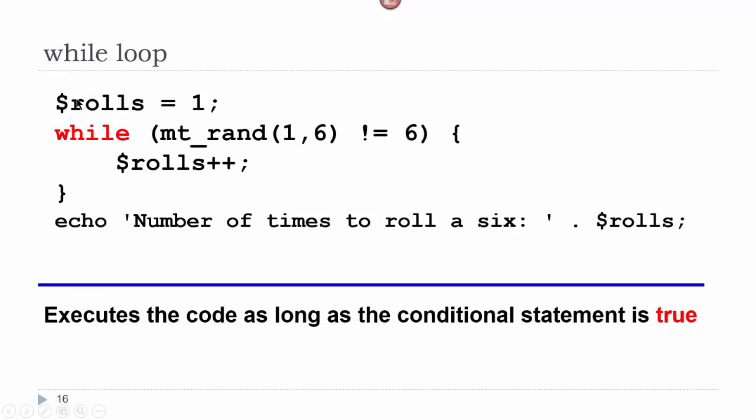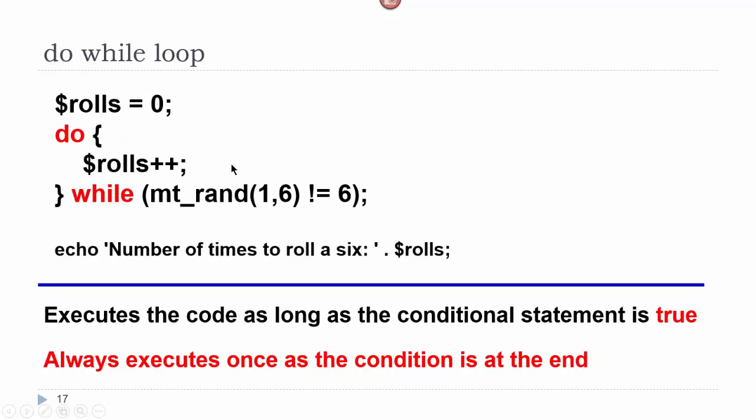While loops. A while loop executes the code as long as the conditional statement is true. So there has to be some kind of a statement in here that is evaluated to true. So it will continue to loop through and execute a statement as long as the condition is true. A do-while loop is essentially the same as a while loop, with the exception that the condition is at the end. Therefore, it will always execute at least once.